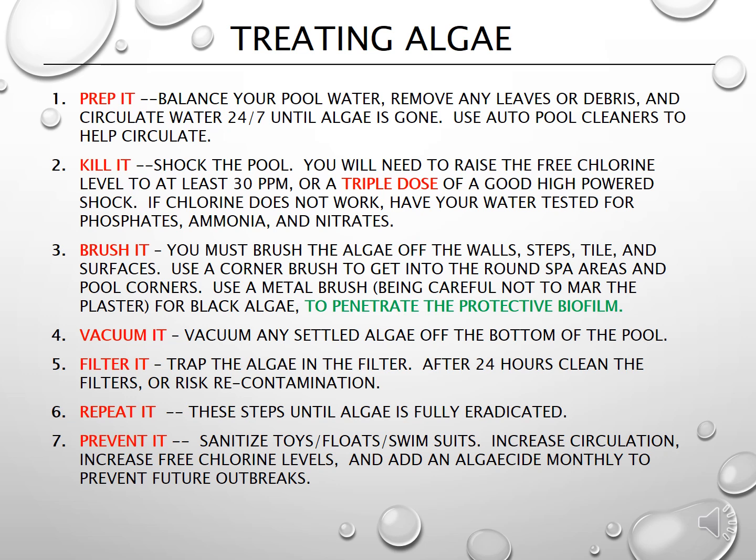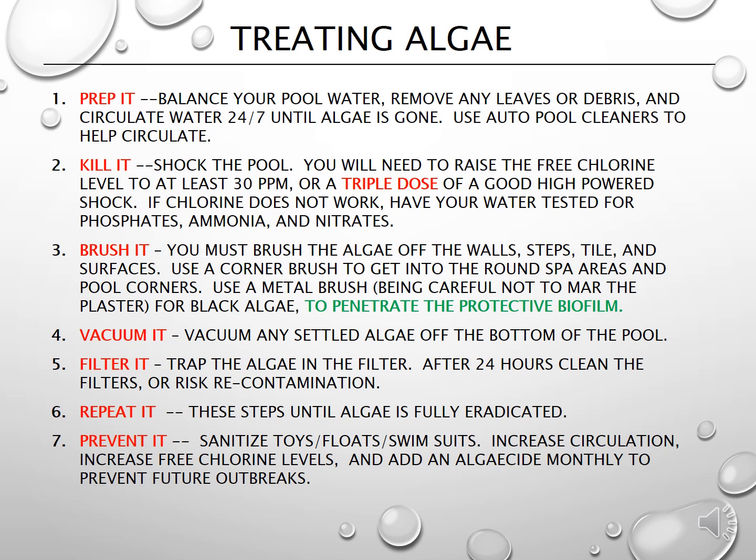Number 2, kill it. We've got to shock the pool. You will need at least a free chlorine level of 30 parts per million. That's a triple dose of a good high-powered shock. If chlorine does not work, have your water tested for phosphates, ammonia, and nitrates. You may need a higher dose chlorine, and you may need to add many more large doses.